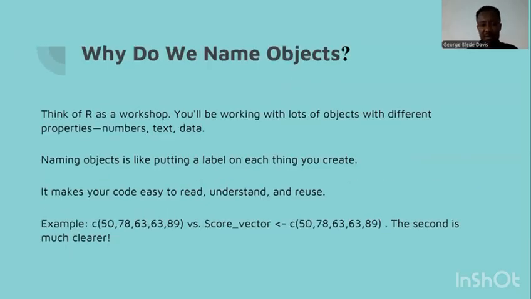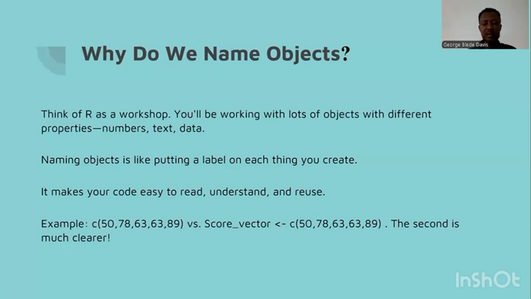Why do we need objects? Think of R as a workshop. There are a lot of objects with different properties, like a lot of people with different expertise. Name tags for people, their affiliation and area of focus, give a clear picture of who they are and how to interact with them. Naming an object is like putting a label on each of those things we create. It makes our code very easy to read, to understand, and to reuse.